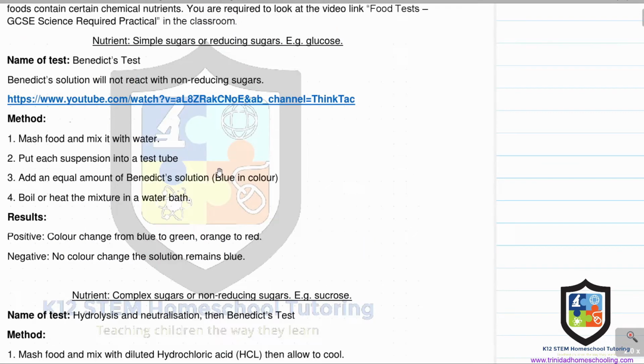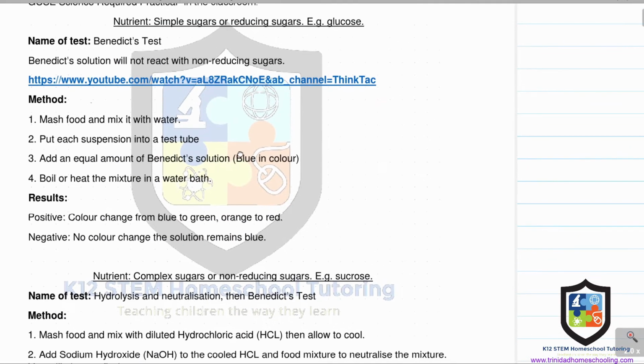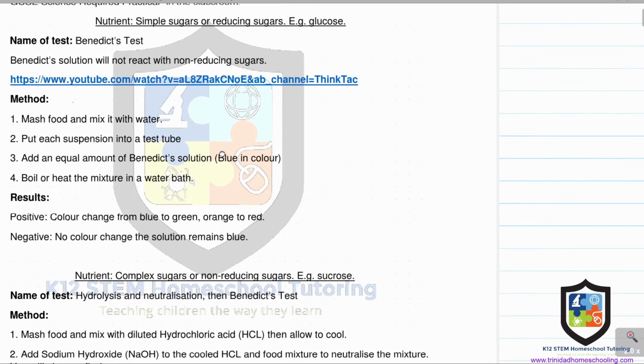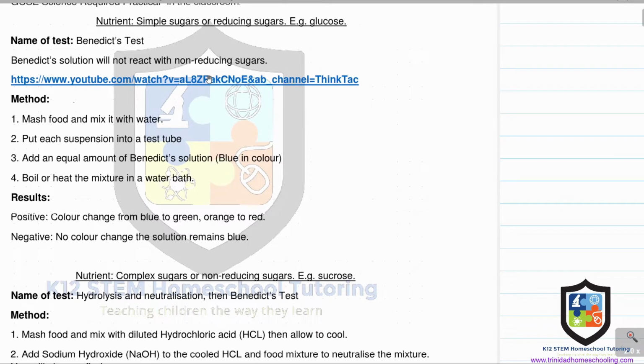Now, at the end of this lesson, you will see an activity 2. So activity 1 and activity 2 would be your assignment for this lesson. So, let's talk about simple sugars or reducing sugars and the test for those. I put some links here. These are the links to the videos that we'll be looking at. I want you to actually see the color change and the colors of the solutions in these experiments.